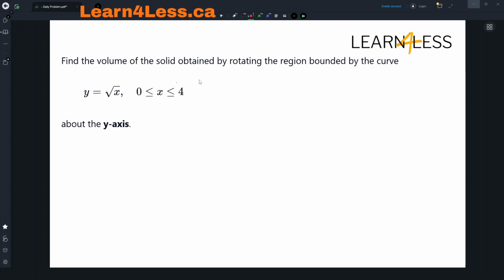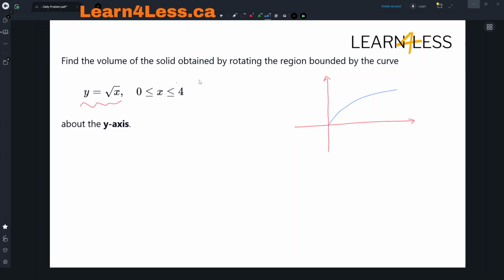In this problem, we want to evaluate the volume of a shape obtained by rotating this region about the y-axis. So let's just have a quick, small sketch here. The graph of y equals the square root of x is something like that. If you don't sketch it accurately, it really does not matter. Just have a quick idea of what shape we are referring to.